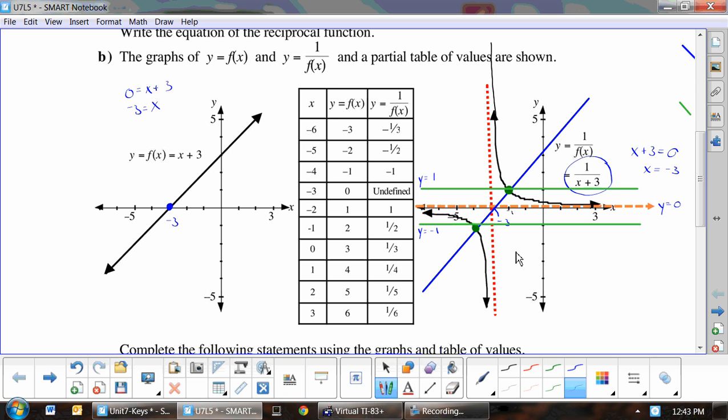Because if I take the reciprocal of negative 2, I get negative 1/2. If I take the reciprocal of 1, I get 1. So that point at 1 and negative 1, if you have that point on your original graph anywhere, it's going to be the same point on the reciprocal graph.